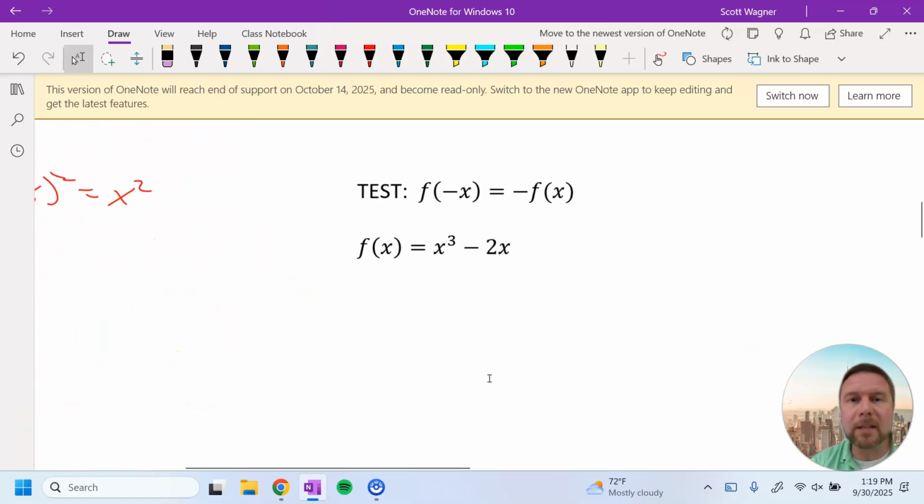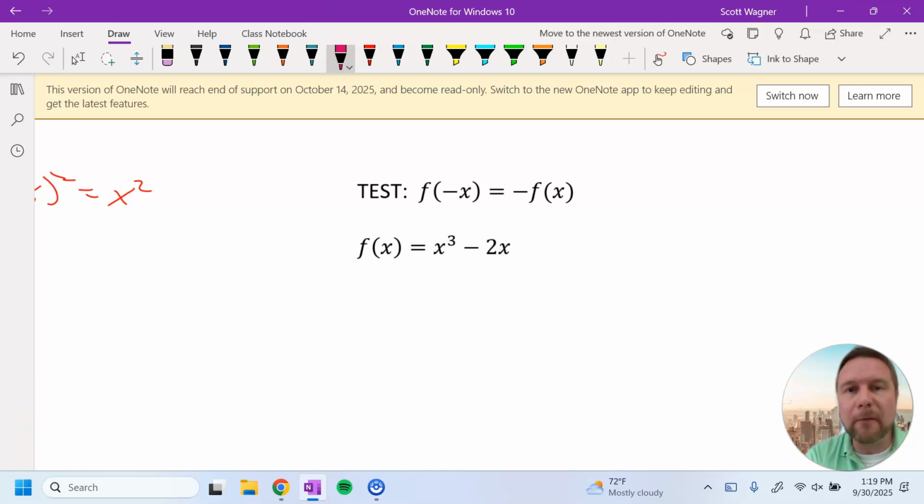Over here, the test is for odd. If I'm trying to figure out if the function is odd or not, well, it says if I put in a negative x, I should get out the opposite of the function. All the signs should flip-flop. So let's give it a try. f of the opposite of x, f of negative x, is equal to negative x on the inside of the parentheses cubed, minus 2 times negative x.